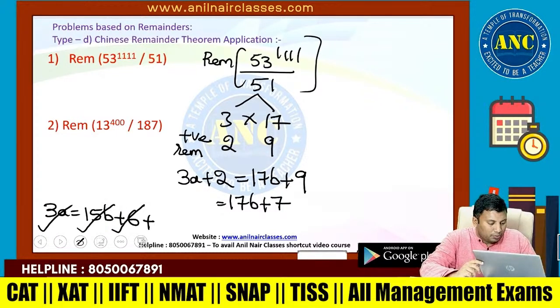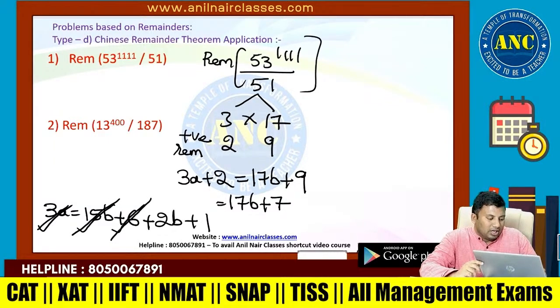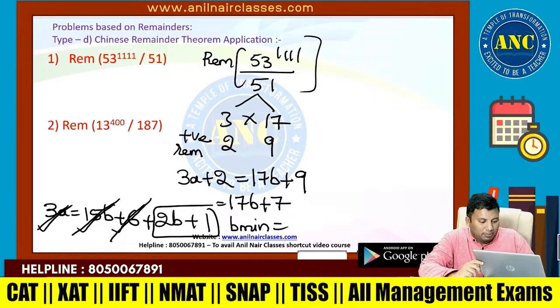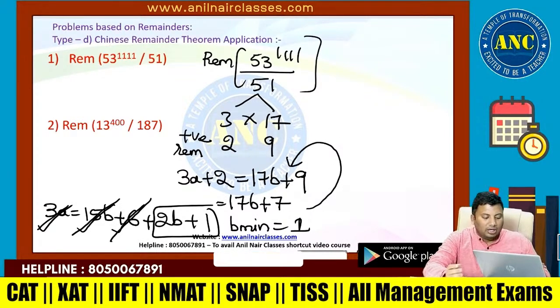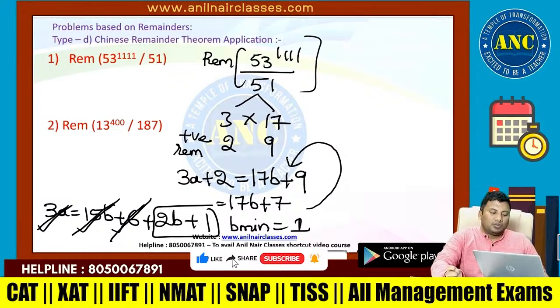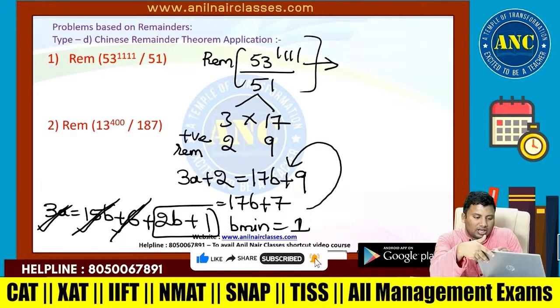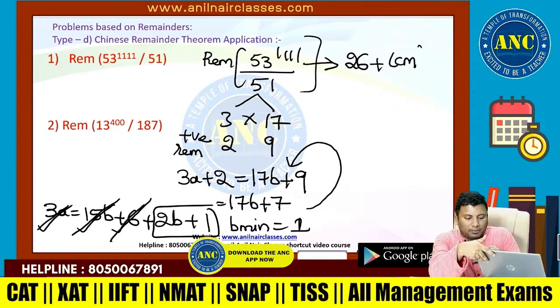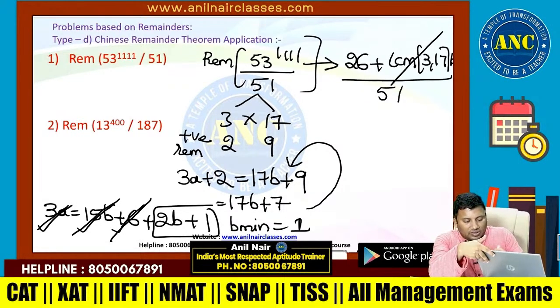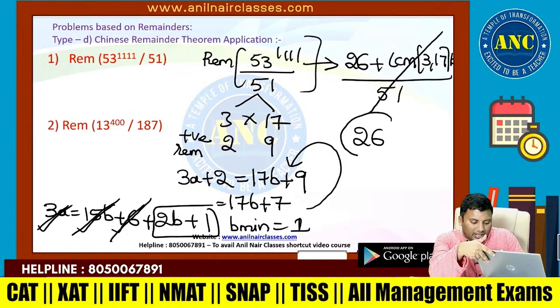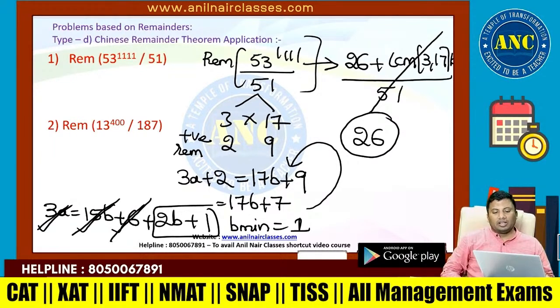2b plus 1 should be divisible by 3. So b minimum is 1. Anand, for you, if b minimum is 1, the value will become 17 plus 9, 26. That means the lowest number is 26 and it is divisible by 3 and 17. Divided by 51, this will get cancelled and it will give an answer 26.